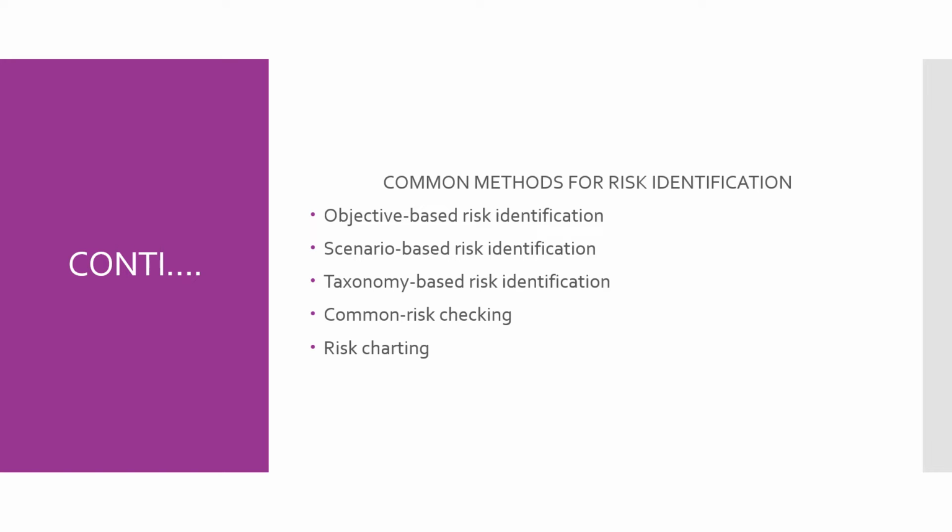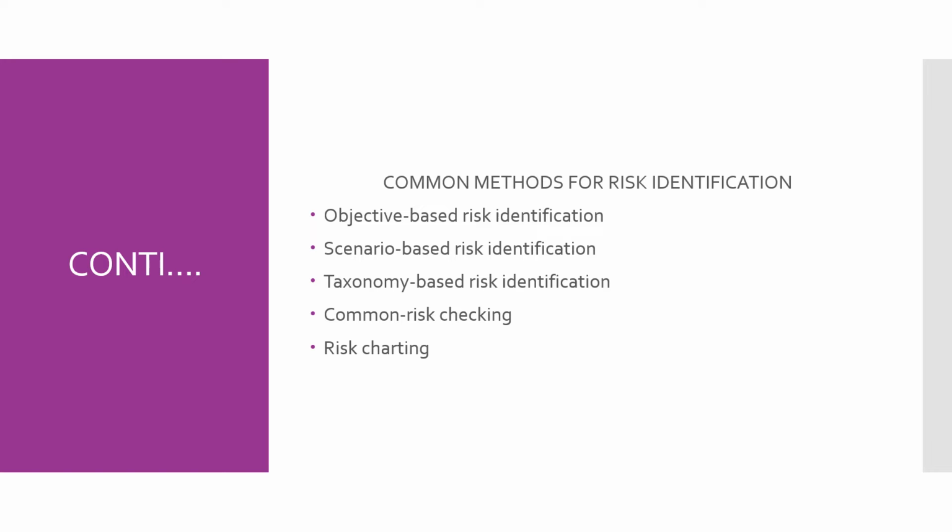Taxonomy based risk identification is a breakdown of possible risk sources. Based on the taxonomy and knowledge of best practices, this will be compiled. For example, in the software industry, the risk will be found in a particular taxonomy, or in a particular file. So that is taxonomy based risk identification.